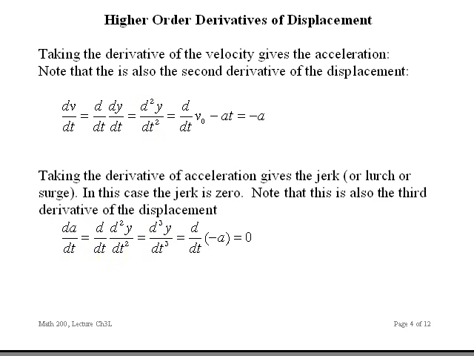So right here was the result of taking the derivative twice. I take it once more, I get 0. There's no jerk. It's smooth, except there's no jerk. The acceleration is minus a, and that's it. It's a constant, so the next derivative is 0.